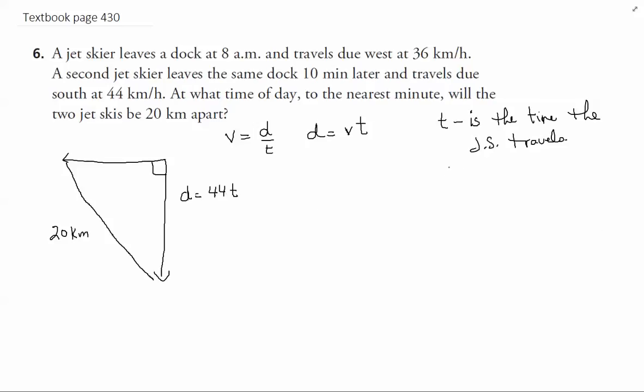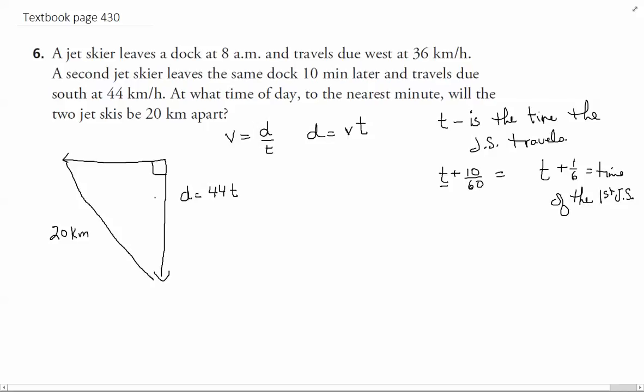And then because the jet skier left the dock 10 minutes later, we know that the first jet skier's time is t plus 10 out of 60, and I'll talk about the out of 60 for a minute now. 10 out of 60, or t plus 10 divided by 60, that's the 10 minutes later. T is in hours, and so we're converting the 10 minutes into hours. And I'm just going to reduce that. T plus 1 out of 6 is equal to the time of the first jet skier. So we have his or her speed, at 36 kilometers an hour, times the time, which is t plus 1 out of 6.